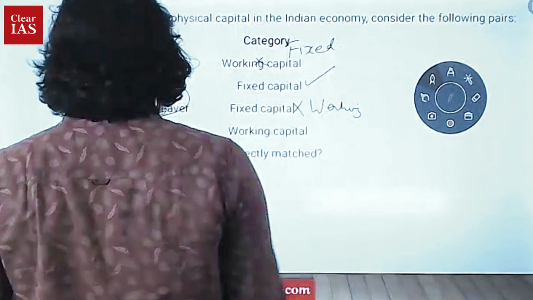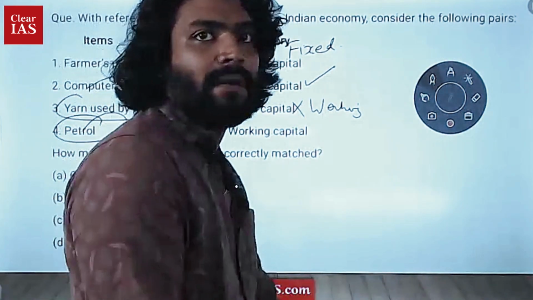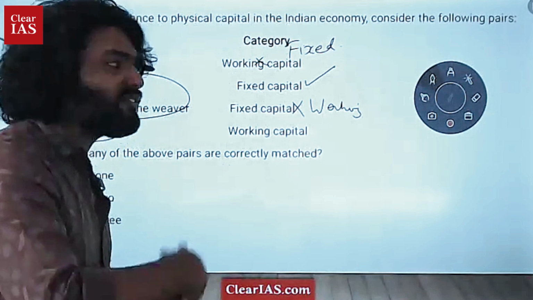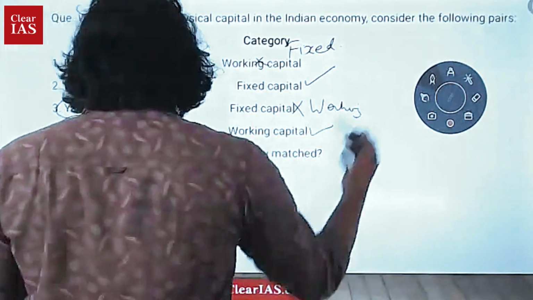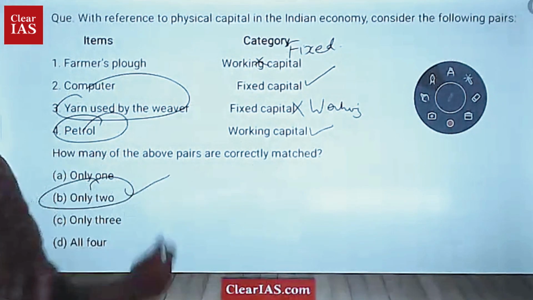So these two are actually wrong. Then petrol. Petrol is actually being used up in a continuous process. It is a working capital. Again, this is correct. Only two. The answer is B. Very simple question.